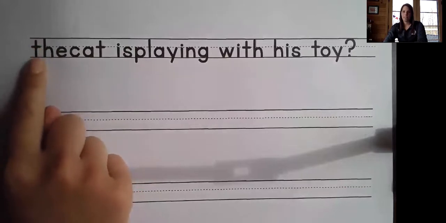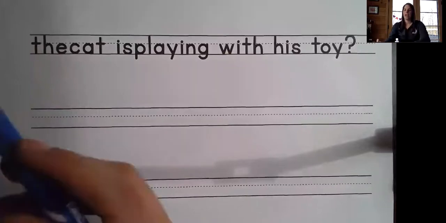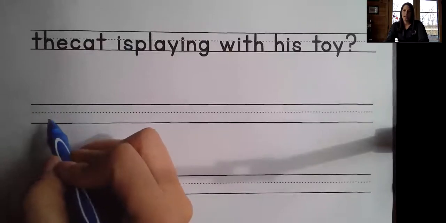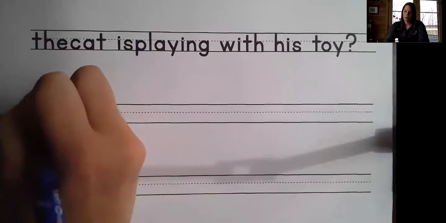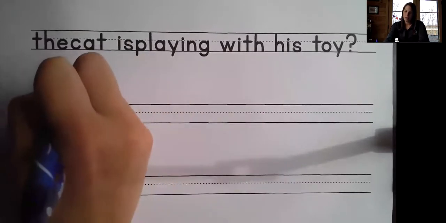But I'm going to start in the beginning, and I see right away that the first letter is a lowercase letter. Now I know that all sentences start with an uppercase. And remember, uppercase letters touch the headline, the waistline, and the footline of my lines. So I'm going to start with a capital or an uppercase T and spell the word the.